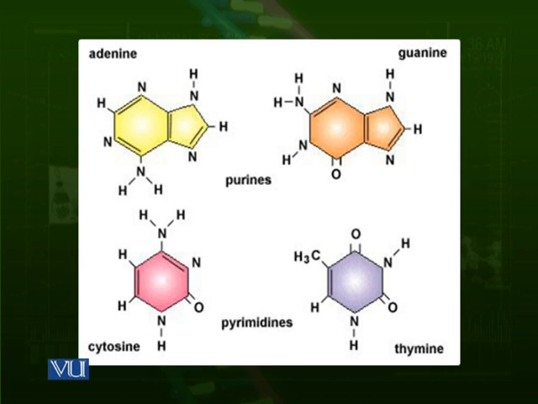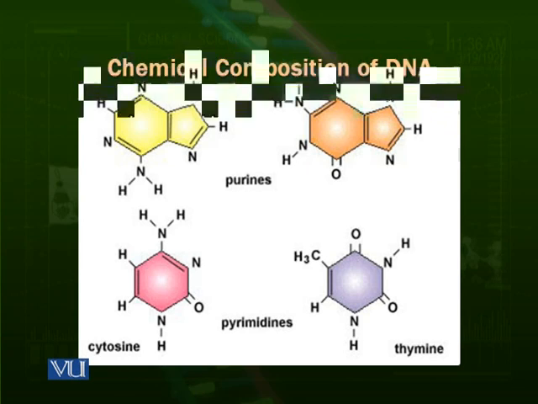There is a slight difference in their structure. The purines, as you look at in the diagram, are double ring structures. They have two rings joined together. But the pyrimidines, as you can see in the diagram, cytosine and thymine, are single ring structures. We call these four bases nitrogenous bases because you can see a lot of nitrogen atoms are present inside these structures.